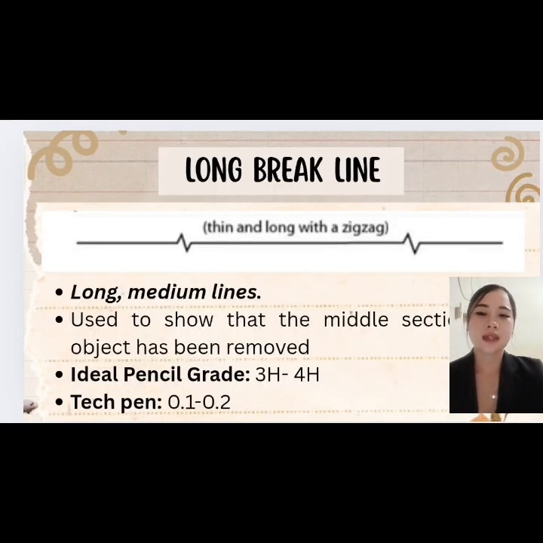The second one is the long break line. The long break line is a thin straight line with a zigzag in the middle, used in technical or engineering drawings. It shows that the middle portion of a long object has been removed or cut out in a drawing to make it fit better on the paper and to simplify the illustration.